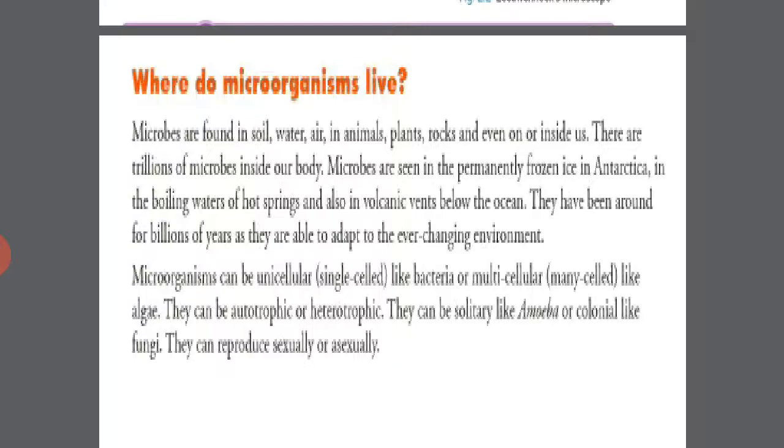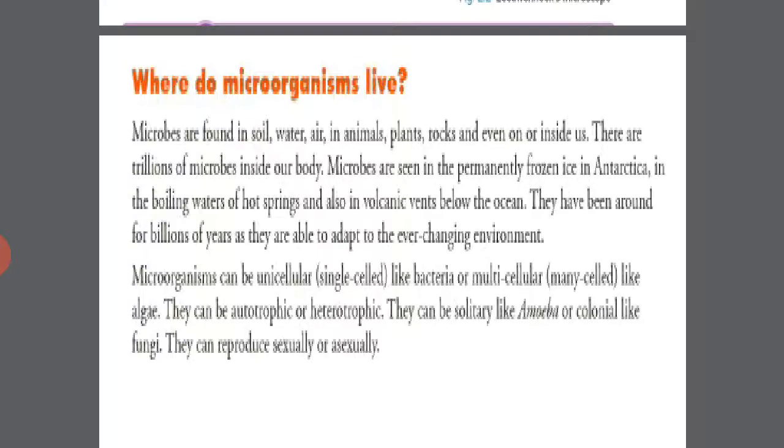Microbes or microorganisms can be found in soil, water, animals, air, plants, rocks, or even on or inside us. There are trillions of microbes inside our body. Microbes are seen in the permanently frozen ice in Antarctica, in the boiling water of hot springs, and also in volcanic vents below the ocean. They have been around for 4 billion years as they are able to adapt to the ever changing environment.